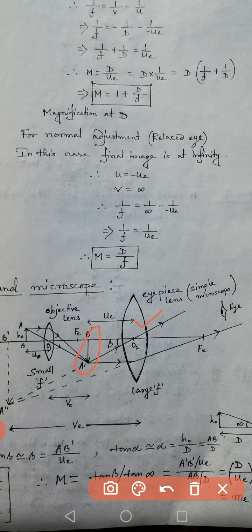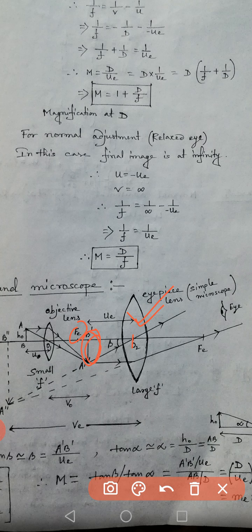Alright, now a very important thing: the lens system should be adjusted in such a way that this image is formed in between the focus of this lens, FE (E for eyepiece), and the optical center of this lens. If this image is formed between the focus and the optical center, then it will satisfy the condition at which this lens will form a virtual and magnified image.